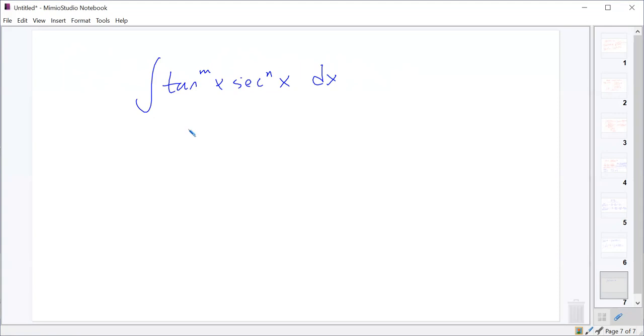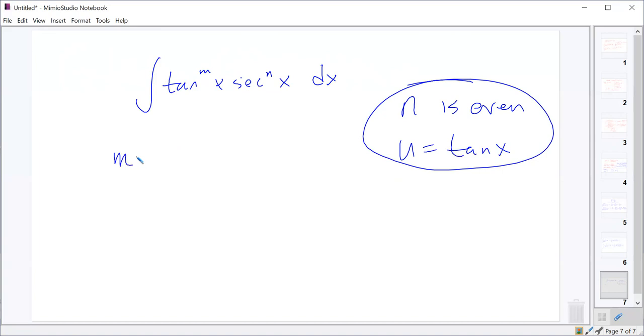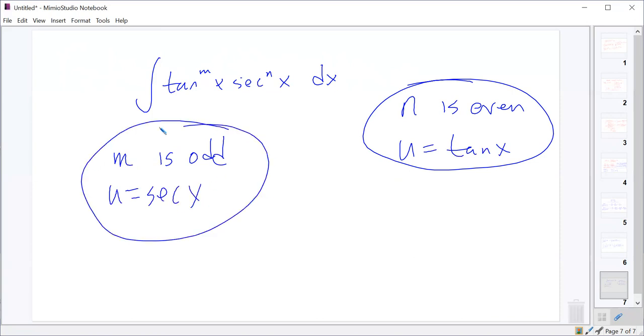So if your value for n is even, so if the power on the secant is even, you're going to want to let u equal tangent x. And if the power on m is odd, you're going to want to do a substitution where u is equal to secant x. And if both of those are true, then you can do the substitution using either one. And if neither of those is true, then you're going to have to do it some other way, right?